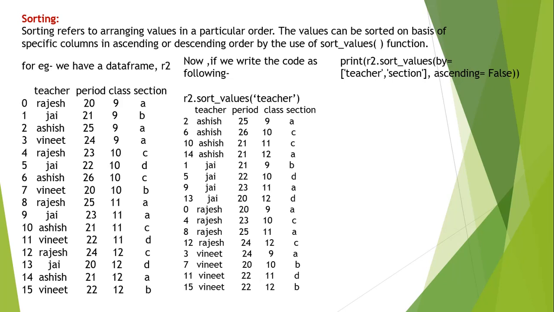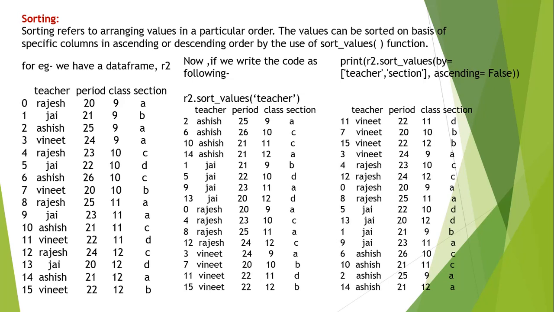And also we have given two columns in the sort_values, that is teacher and section. So the sorting will be done according to the teacher first, and then among the teachers the sections will be sorted. Let's see what the output will be. Here you can see the teacher has been sorted first and also in descending order. The teacher is Vineet first: all the entries of Vineet are shown, then Rajesh, then Jay, and then Ashish. Also the associated periods, classes and sections have changed accordingly.